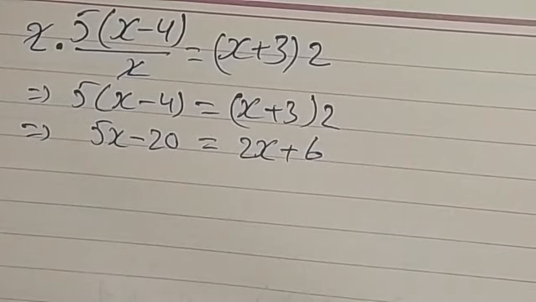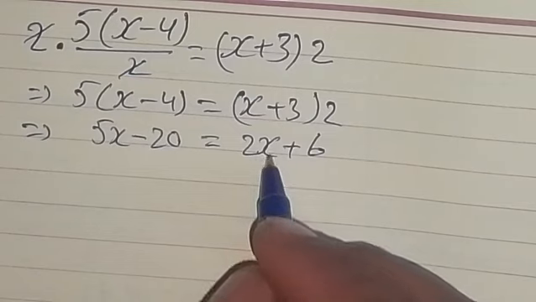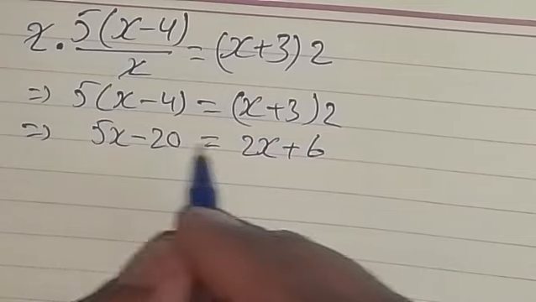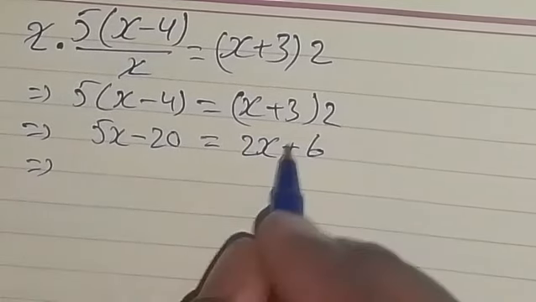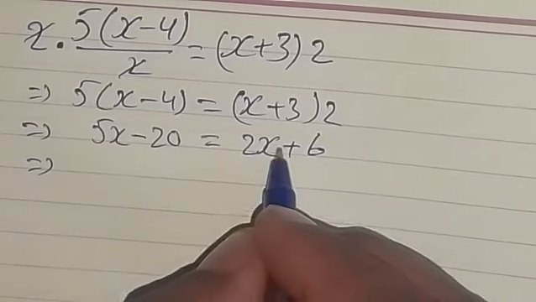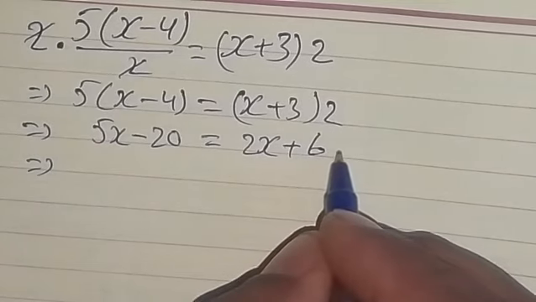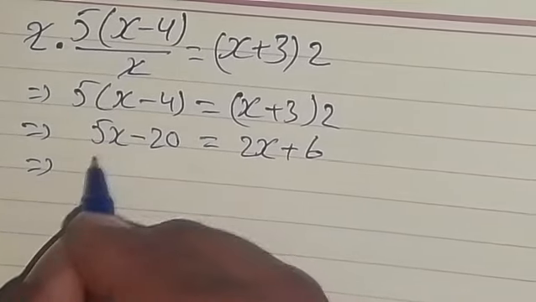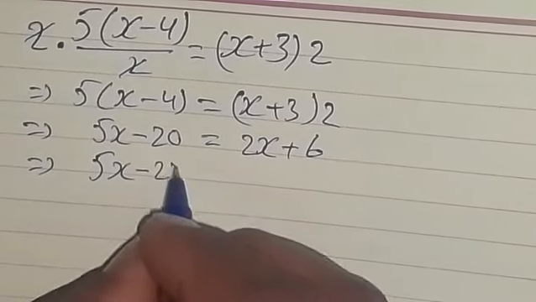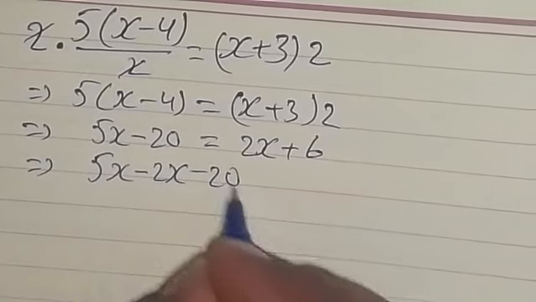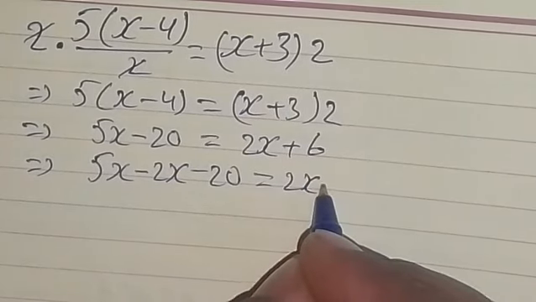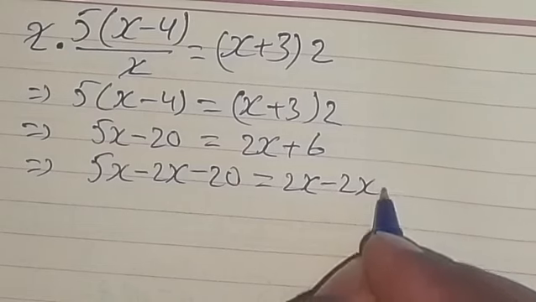So now we move the 2x. We want to change this 2x to the left side. So if we subtract 2x from both sides, the 2x cancels with minus 2x on the right, so we have 5x minus 2x, and minus 20, equal to 2x minus 2x plus 6.